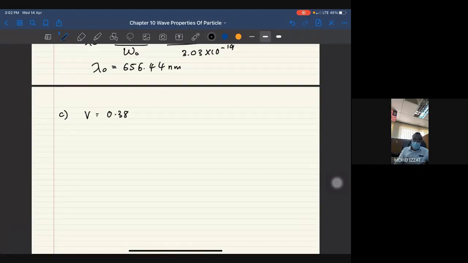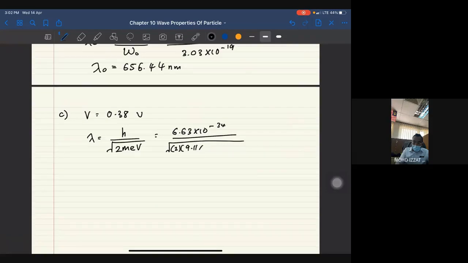So I can solve this one using lambda equals to h over square root of 2 MeV. Okay. I need to use mass of electron, obviously. (1.6 times 10 negative 19). The voltage is 0.38. Alright.